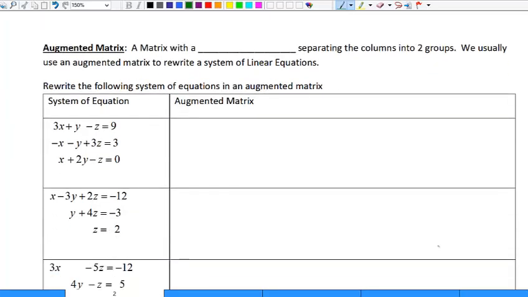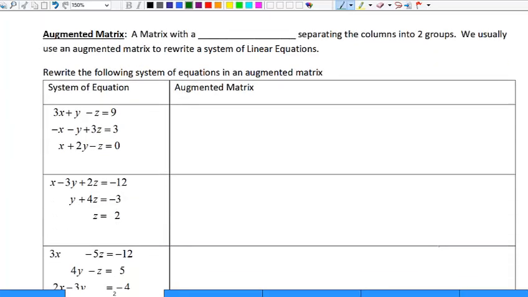The next definition we need to talk about is an augmented matrix. An augmented matrix is a matrix with a vertical bar separating the columns into two groups. Usually we use an augmented matrix to rewrite a system of linear equations. So we have a system of linear equations, and what I want to do is put it into an augmented matrix. I want to just take the values, or coefficients, of each of the variables.